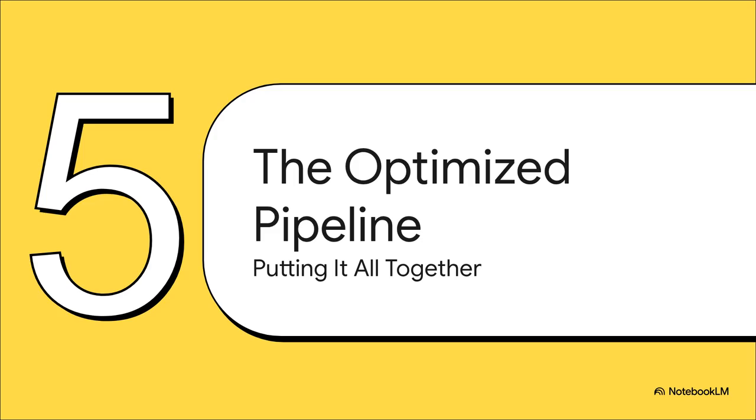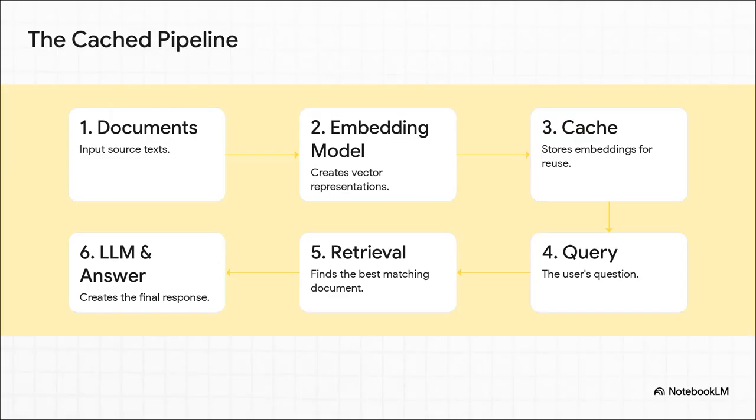So what does our pipeline look like now with this little superpower added? Let's check out the new and improved workflow. Here it is. See that new box? The cache, wedged right in there. It's so simple. Now, before we bother the expensive embedding model, we just take a quick peek in the cache. Hey, have we seen this document before? If the answer is yes, we just grab the embedding and completely bypass that API call. It looks like a tiny change, but that one little step is where all the massive savings in time and money come from.